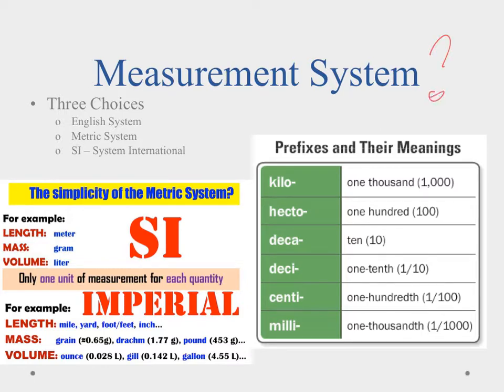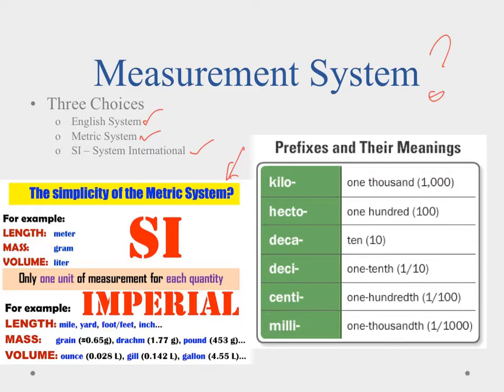So we talked about measuring a little bit as being a scientific skill, and that leaves us with which measurement system do we use? We have three choices here in America. We can use the English system, we can use the metric system, or we can use the SI or System International system. Now, the simplicity of the metric system is down here, and this is what I wanted to show you. SI is what scientists use.